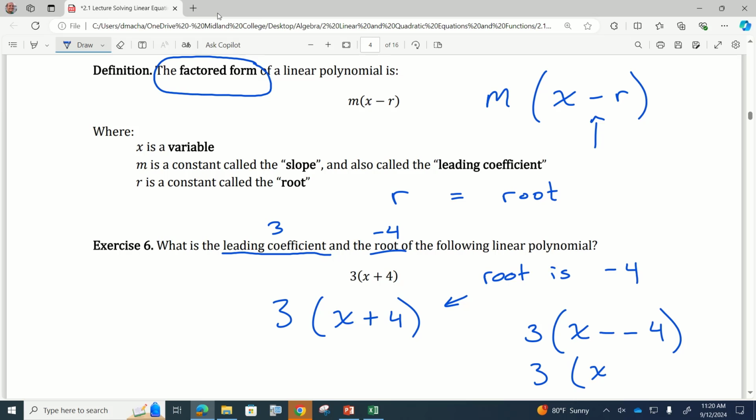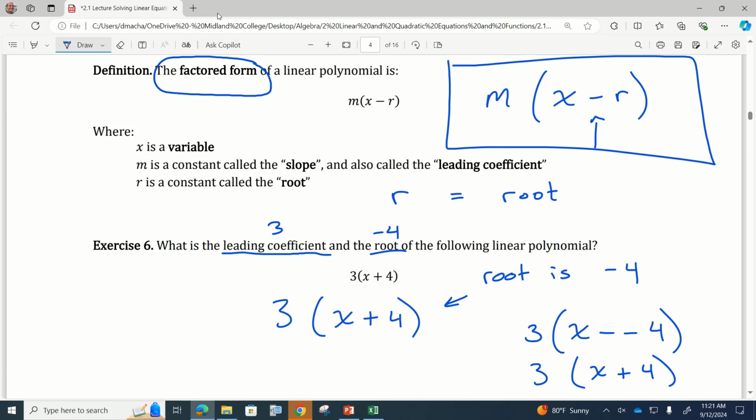The root is negative 4 because we're expecting to see x minus the root. So x minus negative 4 is the same thing as x plus 4. It would be wrong to say that the root is positive 4, because if the root were positive 4, we would see x minus 4 inside the parentheses. That's tricky. That's hard to remember, so make sure you try to remember that fact. Is that in the factored form, we see x minus the root inside the parentheses.